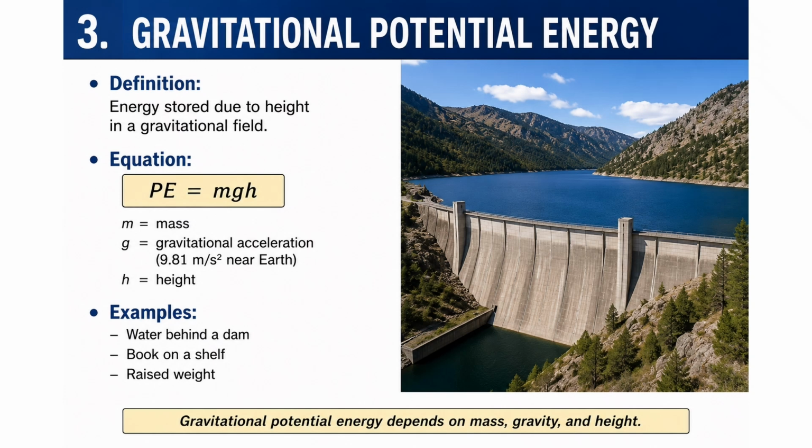Gravitational potential energy is stored because of an object's position in a gravitational field. Near Earth's surface, we calculate the potential energy using the equation mgh. The higher an object is raised, the more gravitational potential energy it stores. As an object falls, this stored energy is converted into kinetic energy.